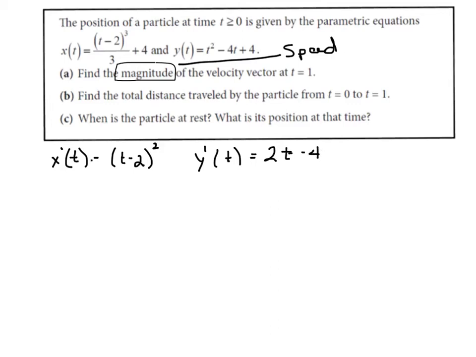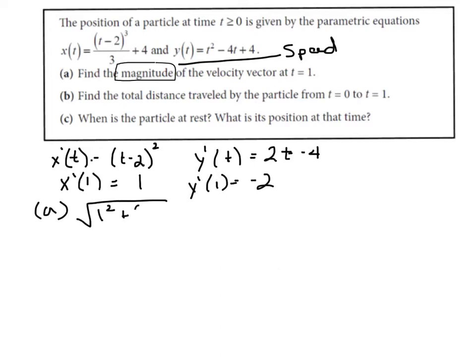Okay. So at 1, x prime of 1, 1 minus 2 squared would be 1. y prime of 1 would be negative 2. So for part A, our answer would be the square root of 1 squared plus negative 2 squared. This would be the square root of 5. So that's the speed, the magnitude of our velocity vector.